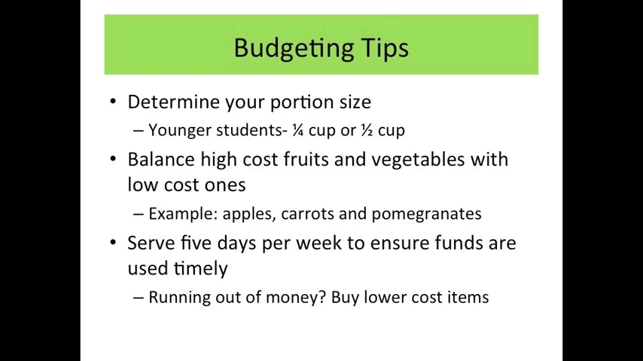Here are some other tips. Determine your portion size. For younger students, a quarter cup or half cup will likely be the maximum portion size for this age group to prevent waste. Next, balance high-cost fruits and vegetables with lower-cost ones. For example, if you serve snack 3 times per week, plan to use apples and carrots, which are lower-cost items, and use the pomegranates, which are a higher-cost item, as a sample. This will help you to balance out your costs for the week.